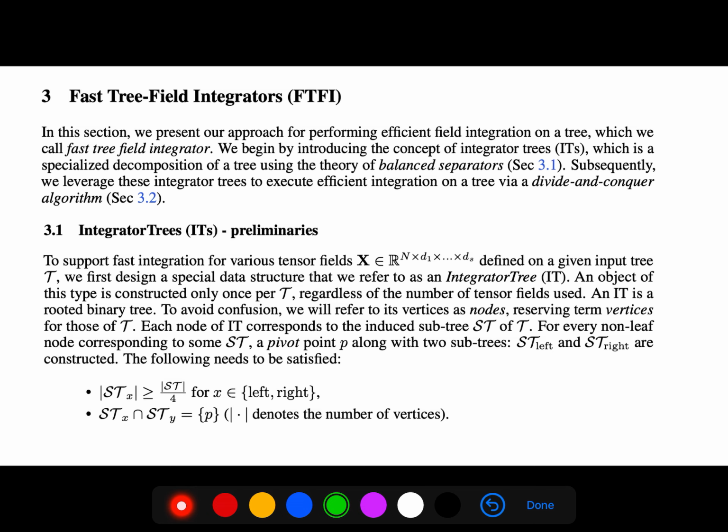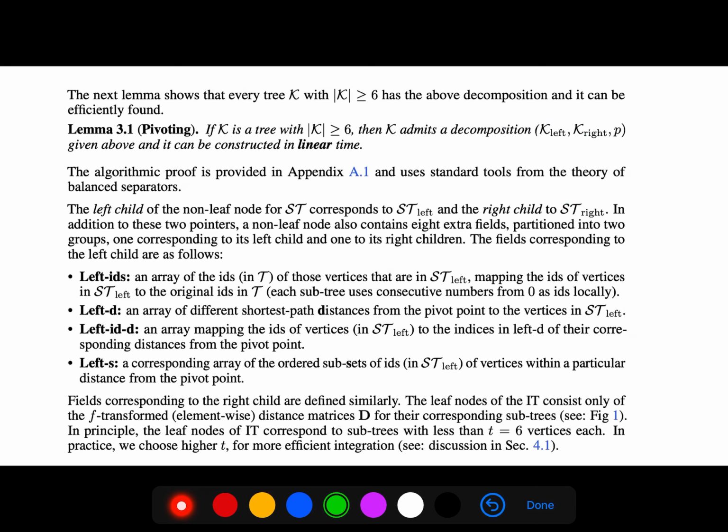So to support fast integration for various tensor fields defined on a given input tree, we first design a special data structure that is referred to as an integrator tree. An object of this type is constructed only once per tree. So it has a pivoting property. If K is a tree, then K admits a decomposition, and it can be constructed in linear time.